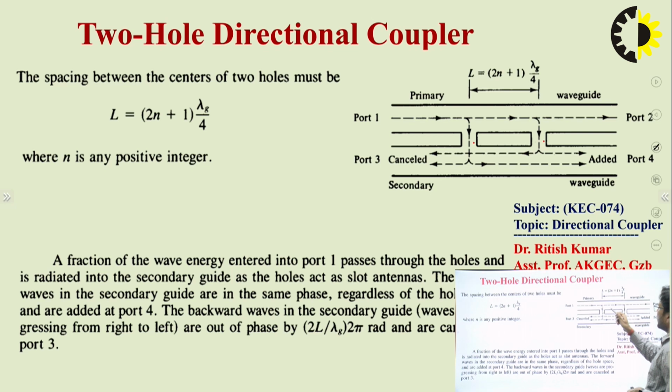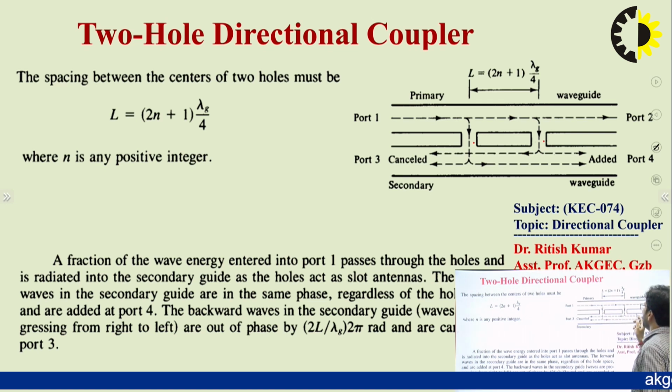If you look at it here, how much distance is traveled from port number 1 to port number 4 while passing through hole number 1 and hole number 2? This port is acting as an added port because the traveling distance from both holes is the same. That's why we call this an added port.